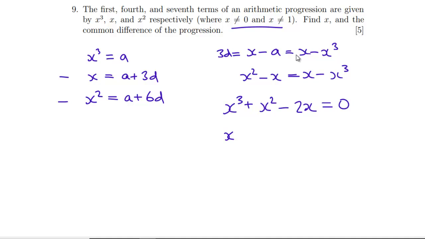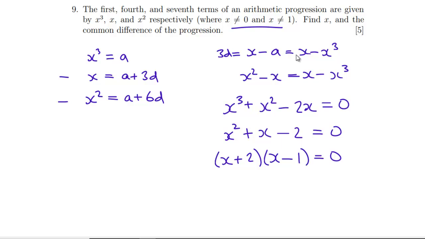Divide by x because x isn't 0, so we're quite able to do that. And then solve this, x plus 2, x minus 1 equals 0. So find x and the common difference of the progression. x equals minus 2 or 1. Okay, so d would be in these cases then. So let's just check all this works out. Oh, x can't be 1. So we can't have that. It says here it's not equal to 1. Right, I was wondering why we were getting multiple answers.